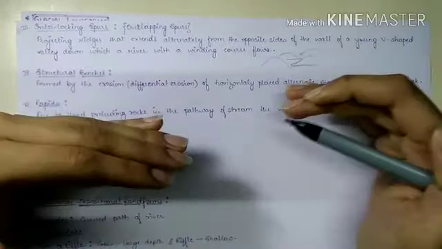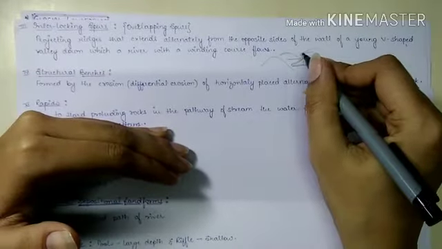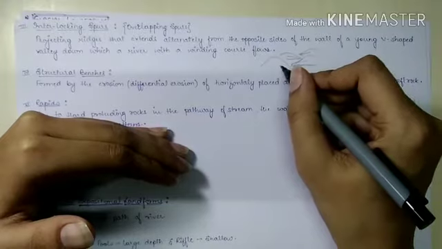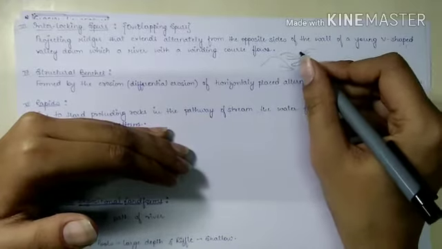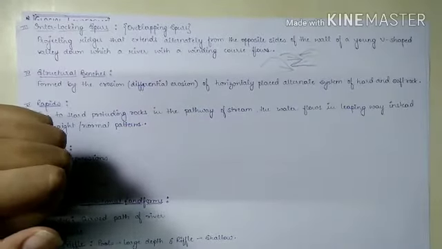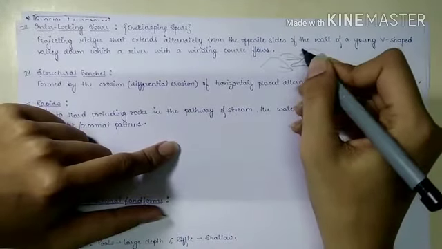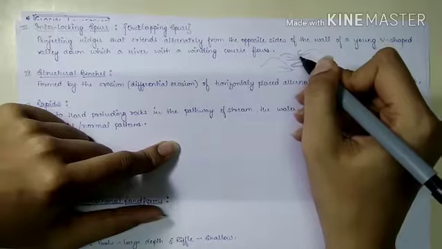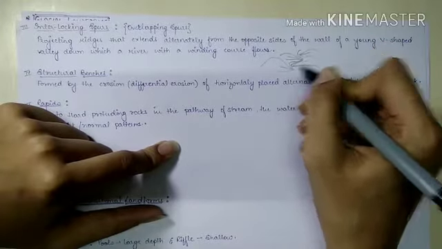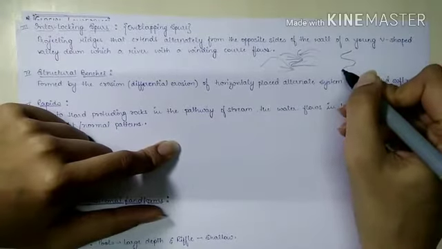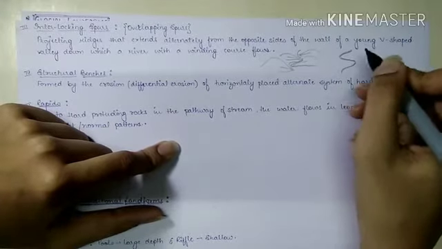And they are extended alternatively. So this one is extended. Now this one will be extended, this one will be extended, and this one will be extended from the opposite sides of the wall of young V-shaped valley. So now what happens is when the river takes the passage, it has to take a curved path. Okay?